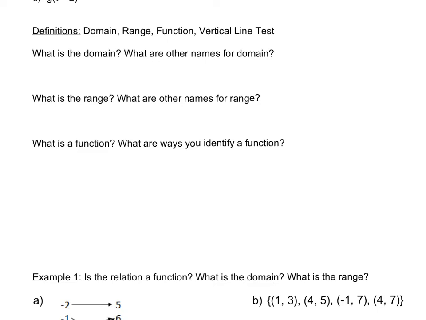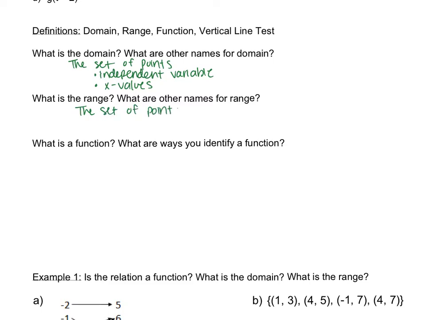So in this video here, I'm going to be explaining domain, range, function, and vertical line tests. So domain and range, you guys have probably heard before. They are representing x and y values on a graph. But specifically, domain is a set of points, and they're typically known to be the independent variable. And so again, they are the x values that are represented. And the range is known to be the dependent variables, or the y values.